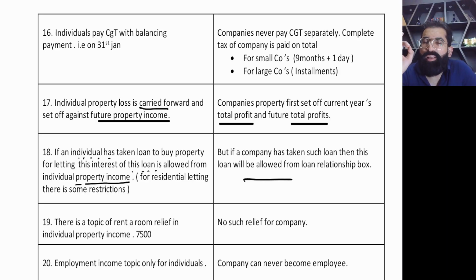Okay, now come to companies. If a company has taken a loan to buy property for letting, that loan interest is not an allowed expense from the company's property income. It is allowed from the loan relationship box. Remember that loan relationship interest income box, for companies it's allowed from there. So this is the major difference.